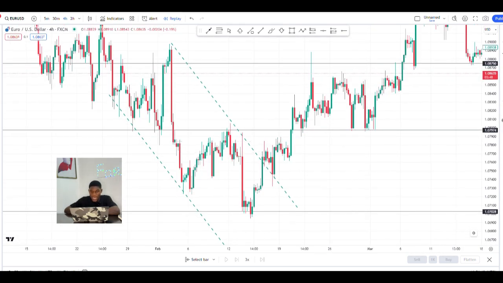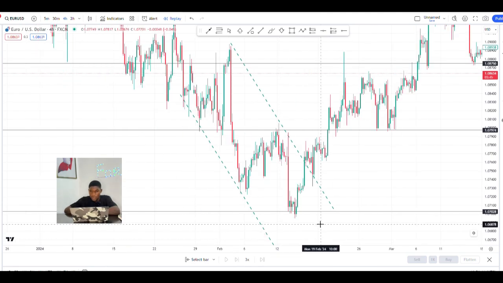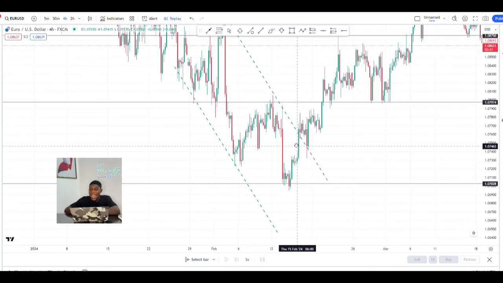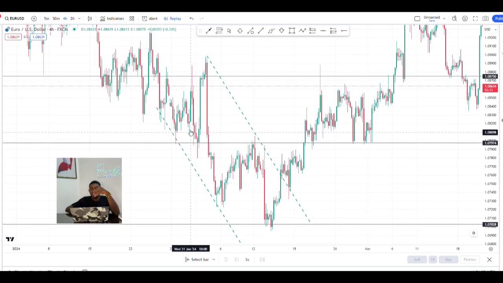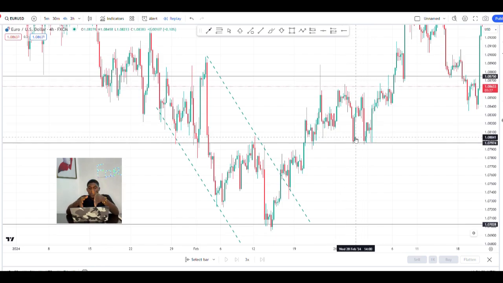So we see that what? The market came to this place, and the market was unable to break below this area. The market formed these little candles. Then from here, the market moved up. At that point in time, the market has changed its trend. You understand?